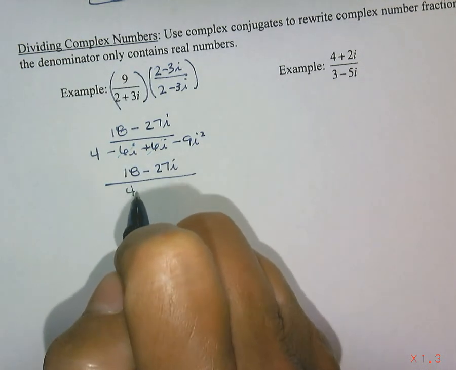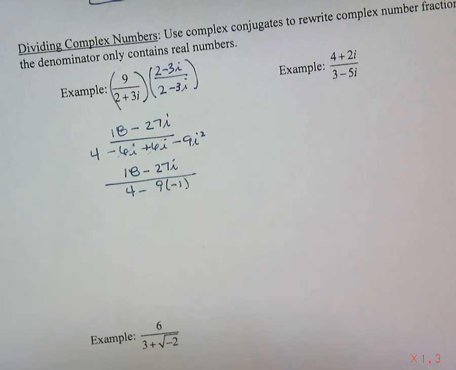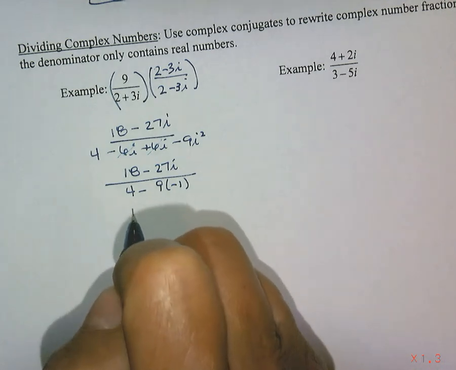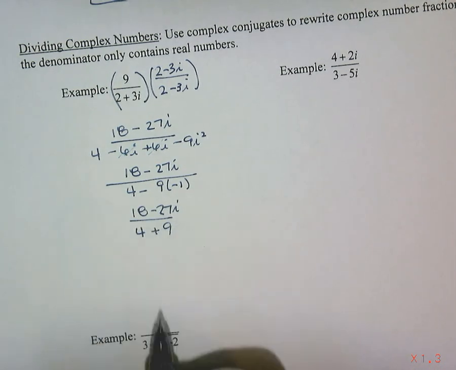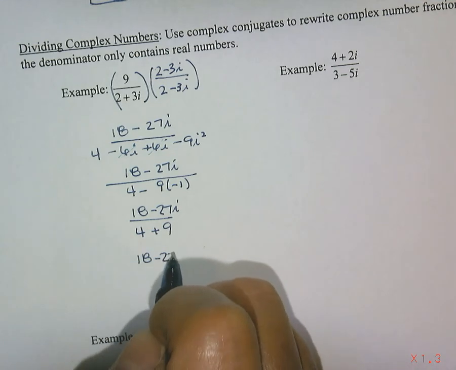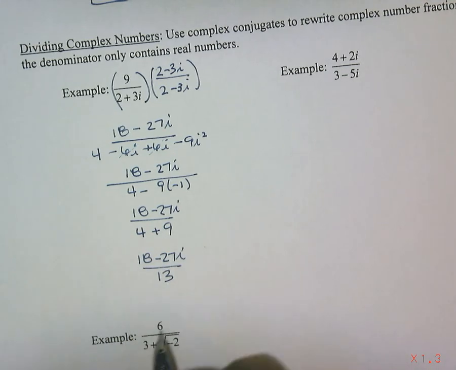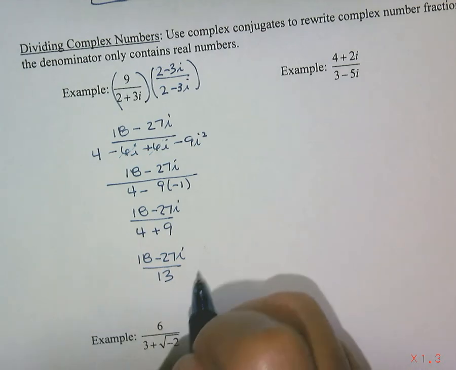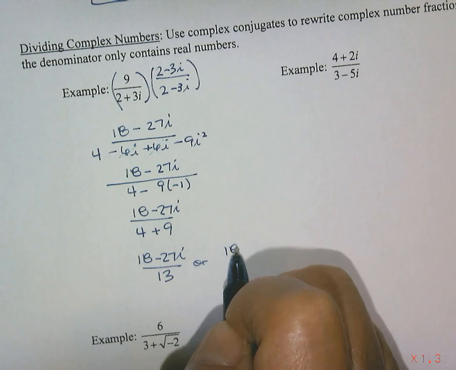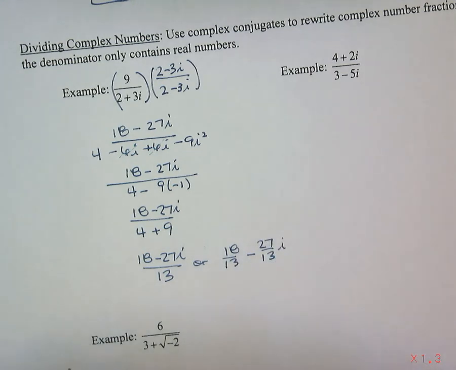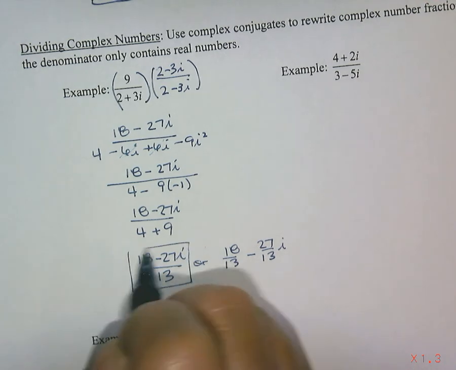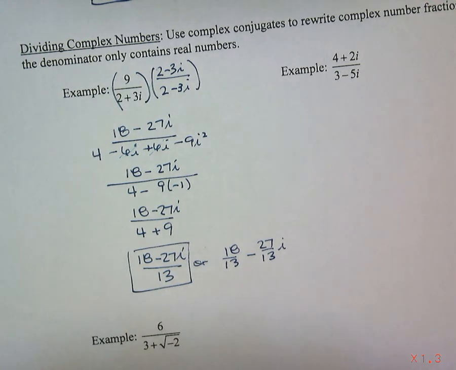So my denominator gets 4 minus 9 times negative 1. I replace the i squared with negative 1. So I get 18 minus 27i over 4 plus 9. So I get 18 minus 27i over 13. And it's perfectly fine to leave it like that. If you're more comfortable, you could write it as 18 over 13 minus 27 over 13i. Either one is fine. There's nothing wrong with leaving it like that.